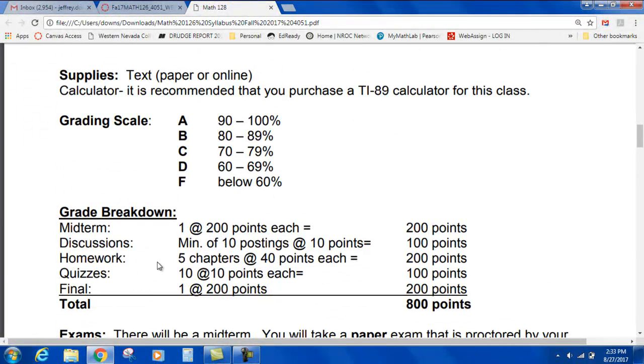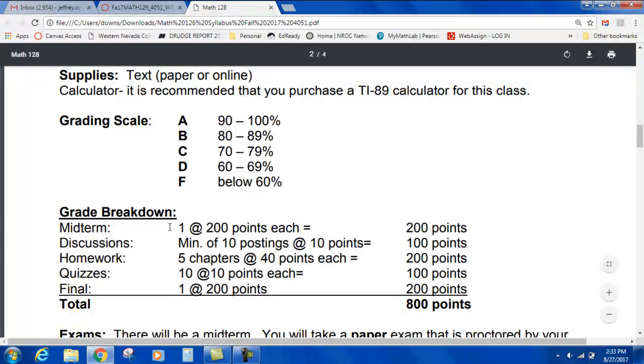Supplies: calculator. I recommend you get a calculator. TI-84 would work, 83 would work, 89 is what I like to use. But you can also use programs like Desmos and others online, so you wouldn't have to put out the money. You do need some kind of textbook though.